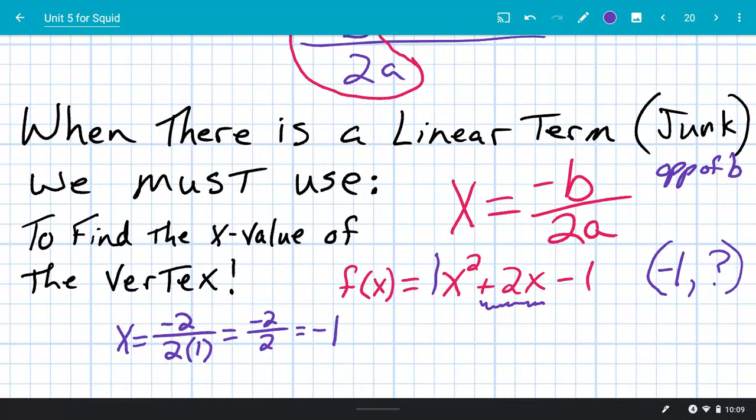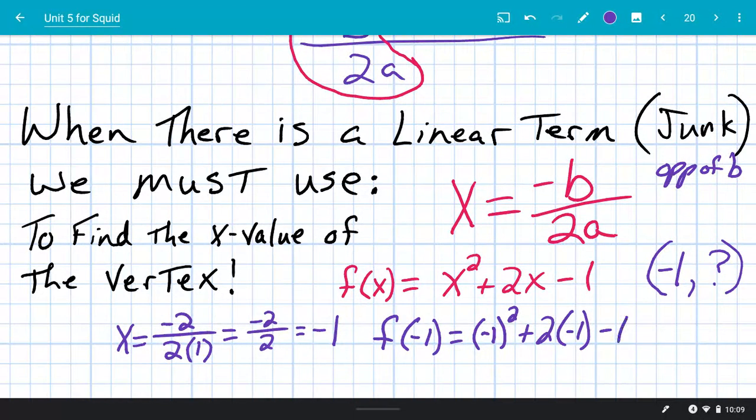Is there something we've done at some point this year that if I have an x value, I can find my y? Plug it in, right? If we plug in an x value, that gives us our y, doesn't it? Absolutely. So let's do that now. Let's find f of negative 1. Remember, what I find, I'm plugging it in. I'm just going to put that value in for every x, correct? So I'm now going to have negative 1 squared plus 2 times negative 1 minus 1.